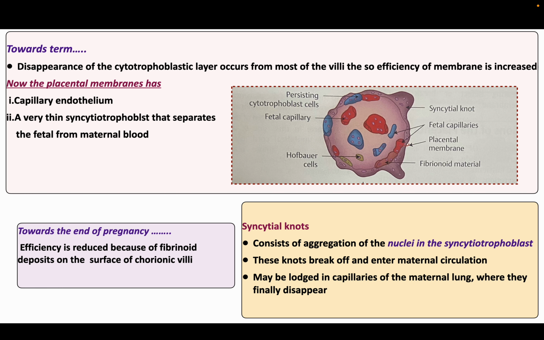Coming to the syncytial knots, it consists of aggregation of the nuclei in the syncytiotrophoblast. These knots break off and enter the maternal circulation, may be lodged in the capillaries of the maternal lung where they finally disappear.